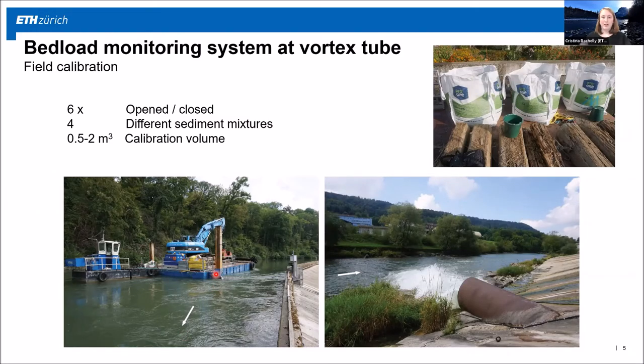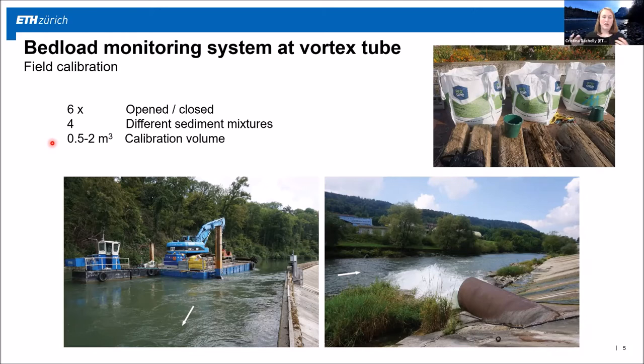We performed our field calibration by opening and closing the vortex tube six times. And in five out of these six times, we dumped sediment just in front of the vortex tube before opening it. So we had the entrainment of a known sediment sample. We had four different sediment mixtures that we used, and we used volumes of half to 2 cubic meters.